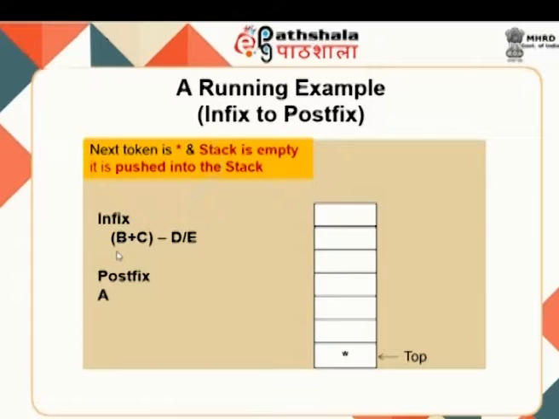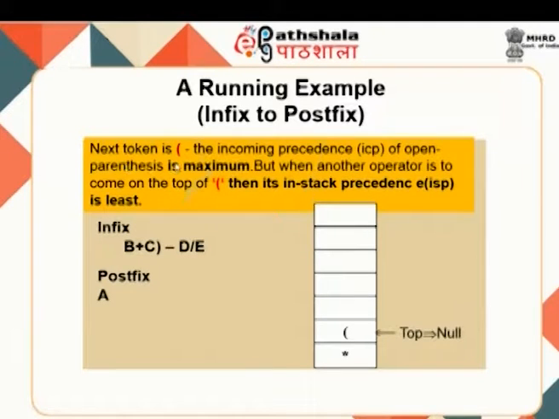Next, you will see the opening parenthesis. The next token is the open parenthesis. Remember, we have two precedences, ICP and ISP. The incoming precedence ICP of the open parenthesis is maximum, and when another operator is to come on top of it, its in-stack precedence is the least. Because its incoming precedence is the maximum, you push it onto the stack. Next you will have B, and the top has been incremented.